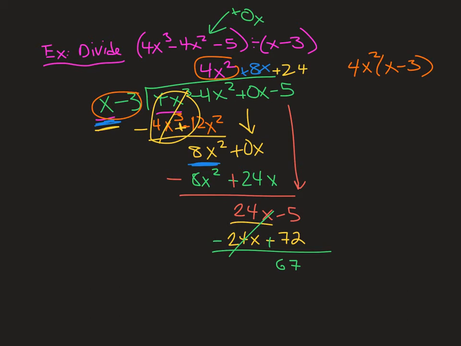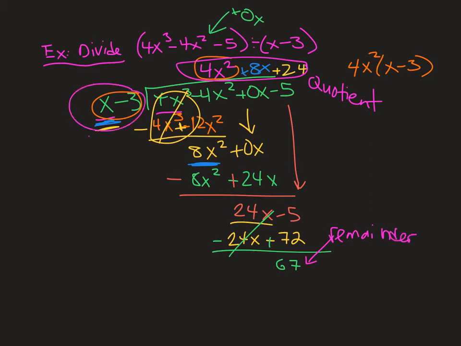So please keep in mind that 67 is not my answer. My answer includes 67, but I have to write it in the form I had on the previous page. So my answer is going to be this, which is my quotient, plus my remainder, which is right here. And my remainder is going to be divided by the divisor. So just make sure that you write it in the proper format in the end.